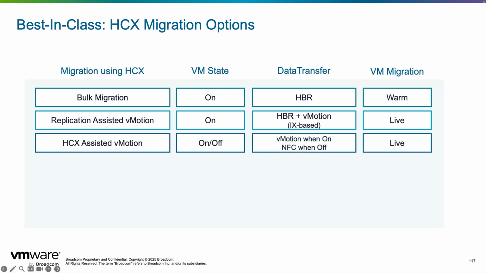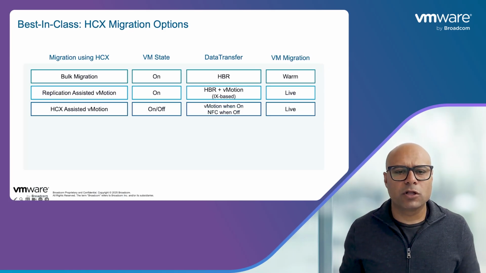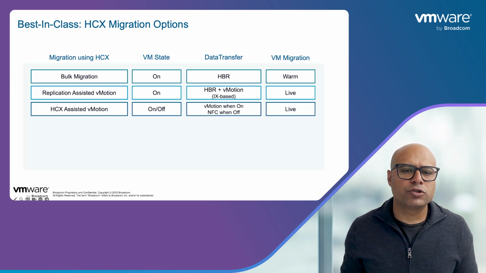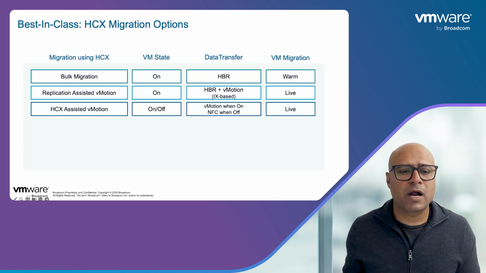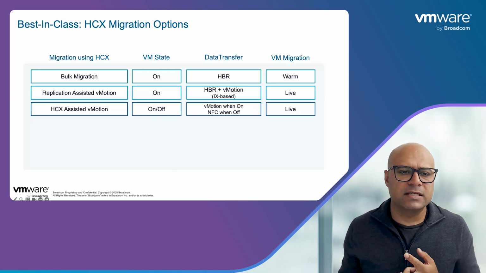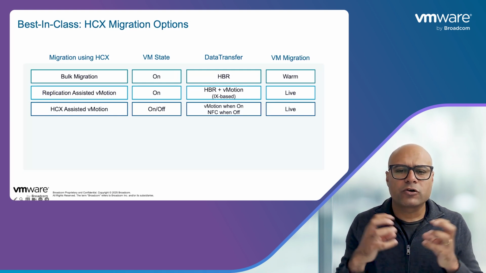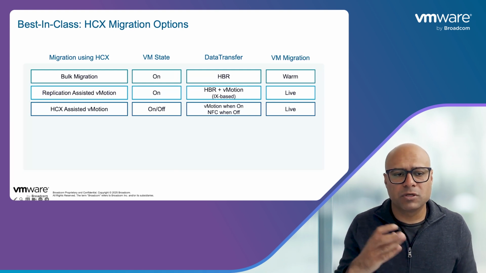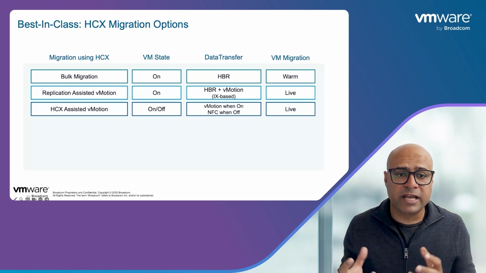Next, HCX assisted vMotion. This migration type was launched in VCF 5.2.0, and HCX assisted vMotion leverages the vMotion protocol, so VMware vMotion protocol, to move a live virtual machine to the target site. During this migration, HCX copies the active state of the virtual machine, including virtual disks, CPU cycles, RAM, IP addresses, and MAC addresses. HCX really orchestrates the vMotion of multiple VMs with almost line rate speed and can also be scheduled.